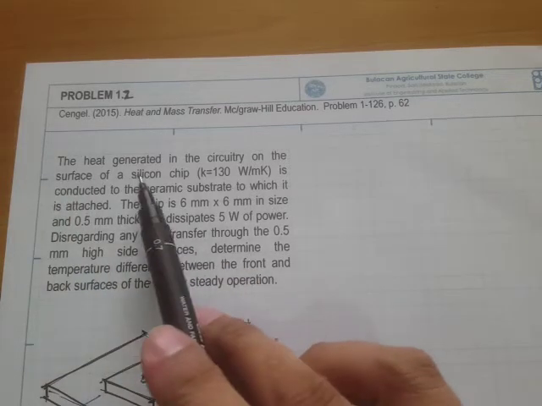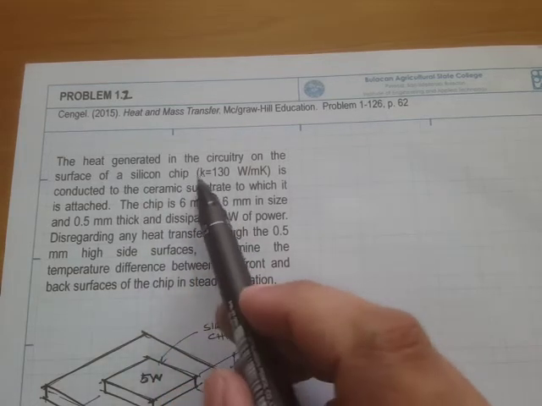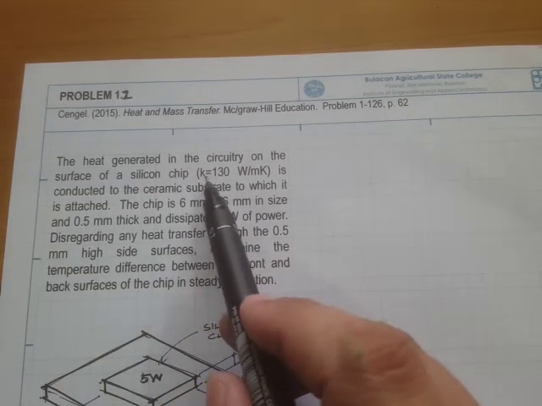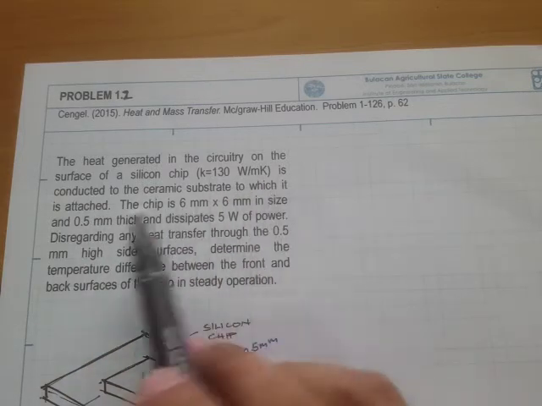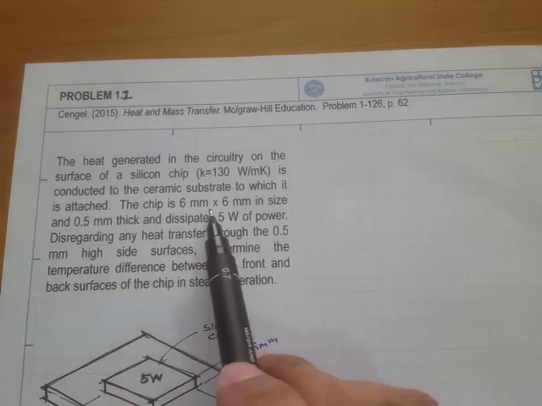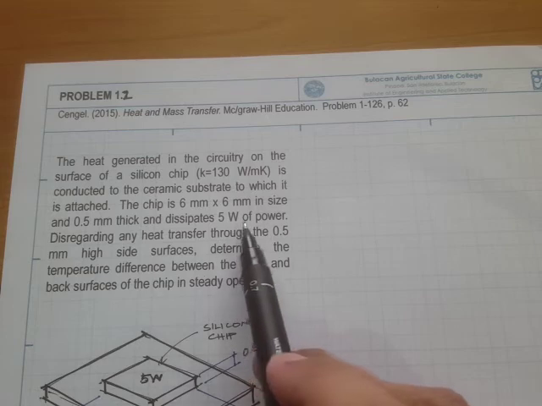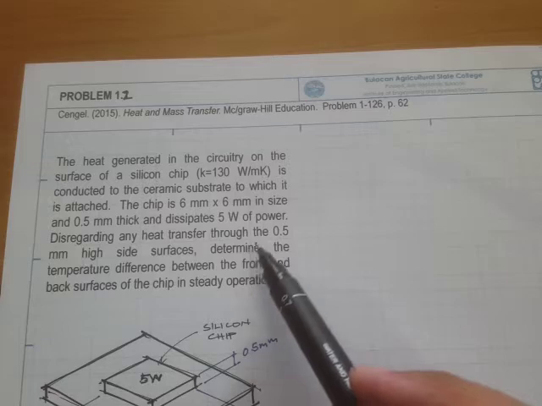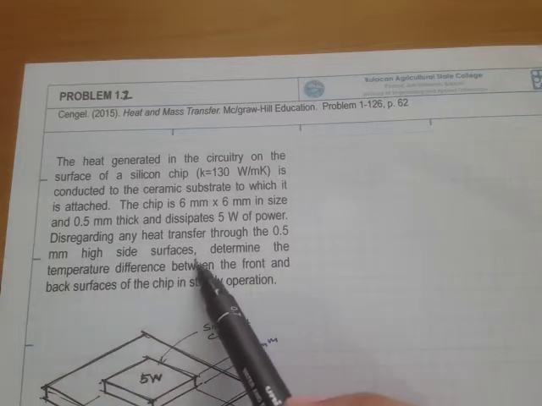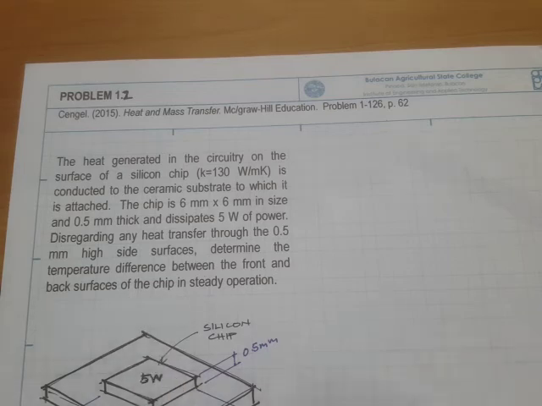The problem says that the heat generated in the circuitry on the surface of a silicon chip, which has a thermal conductivity of 130 watts per meter Kelvin, is conducted to the ceramic substrate to which it is attached. The chip is 6 millimeter by 6 millimeter in size and 0.5 millimeter thick and dissipates 5 watts of power. Disregarding any heat transfer through the 0.5 mm high side surface, determine the temperature difference between the front and the back sides of the chip in steady operation.